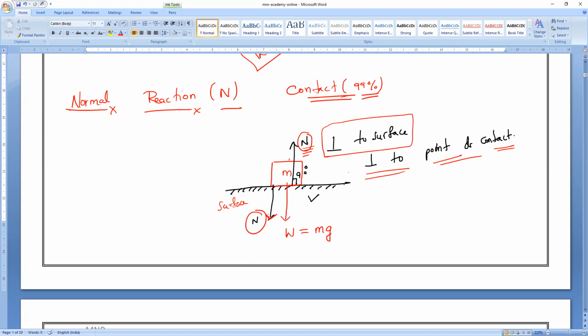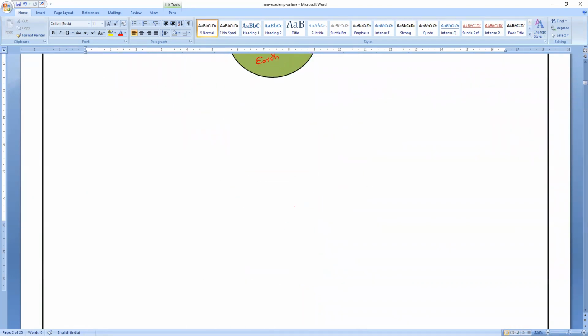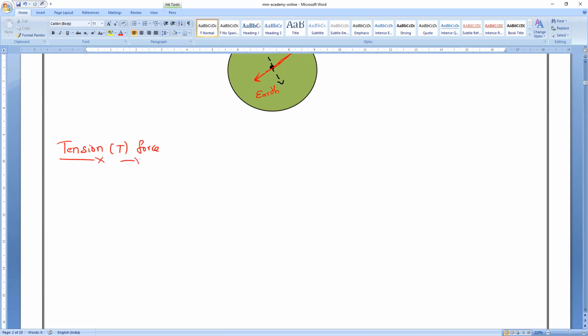Next, tension. We are all very familiar. Tension means immediately you have to remember one word. Can any of you tell me where tension exists? In a string. Am I right or wrong? Yesterday also we discussed it. Same string, same tension. As long as the string remains the same, the tension in the string always remains constant.